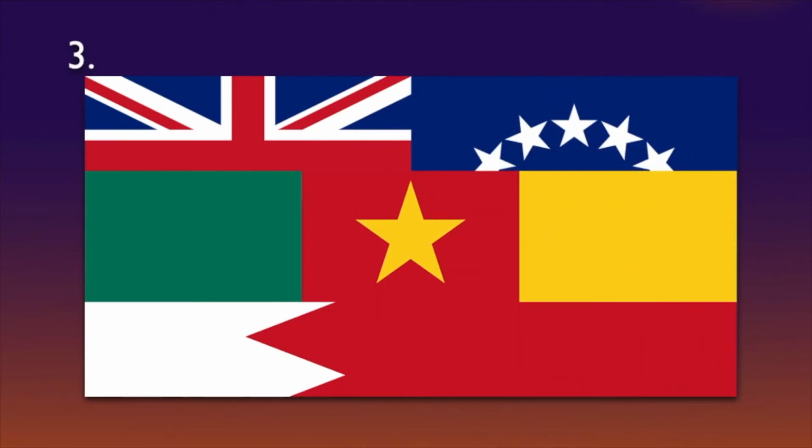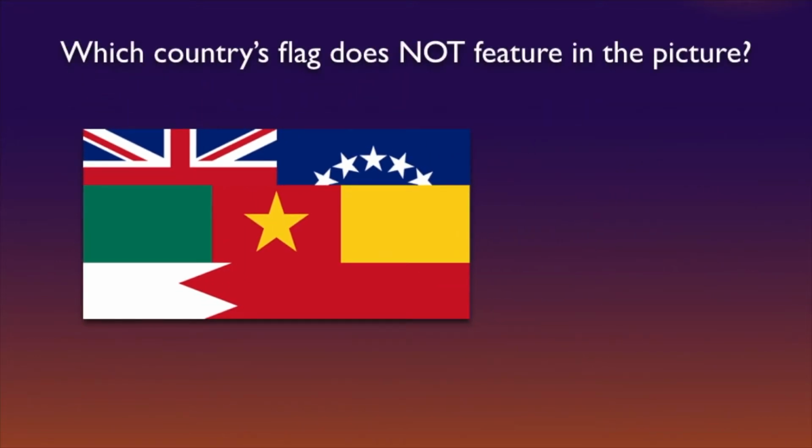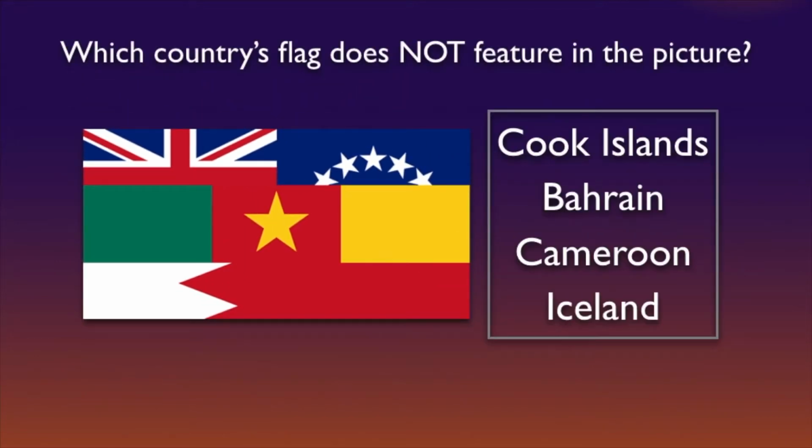Question 3. It's a flag made up of parts of 3 different flags. Now when we talk about countries with flags, we're also talking about protectorates and island states. So which country's flag doesn't feature? Here's the options. Make your choice.